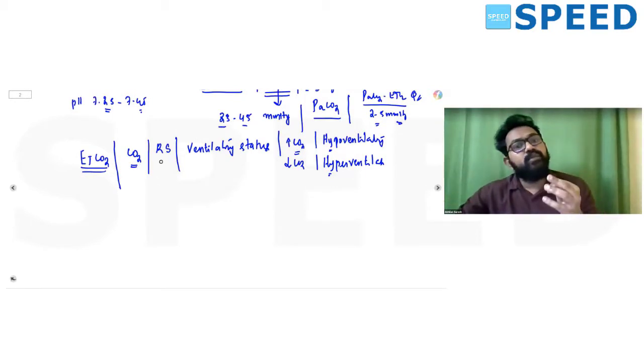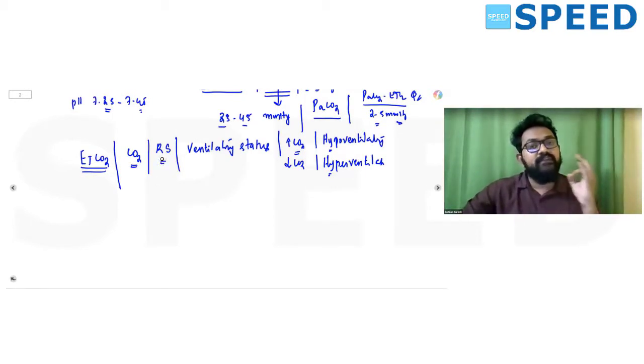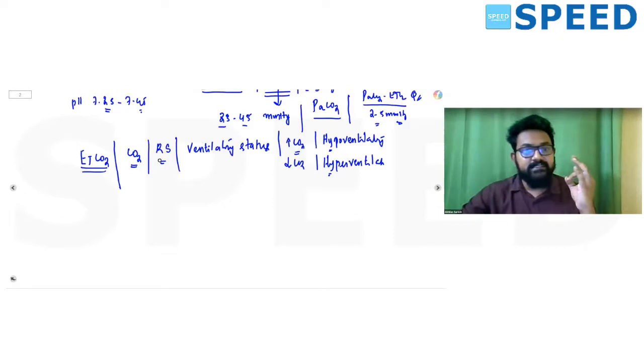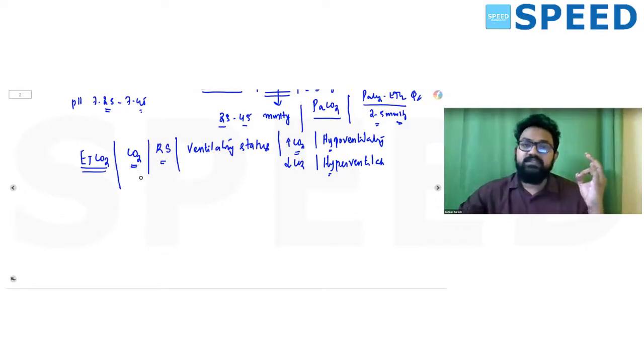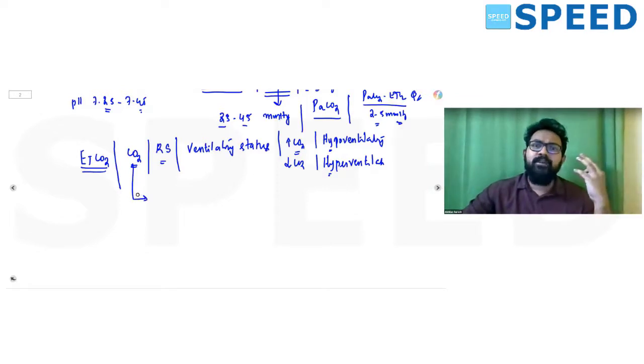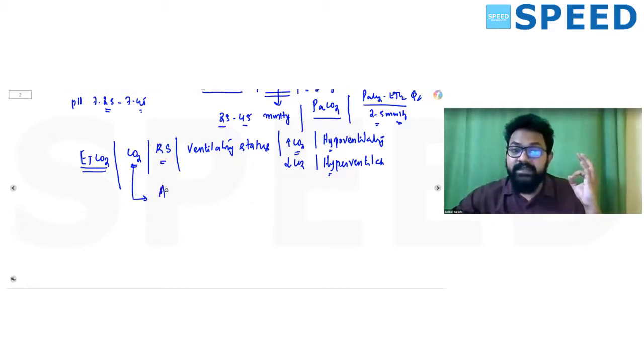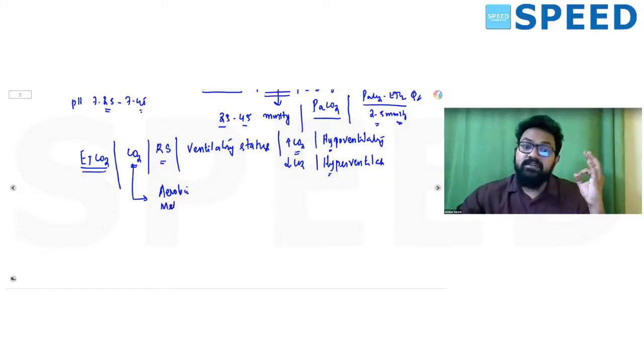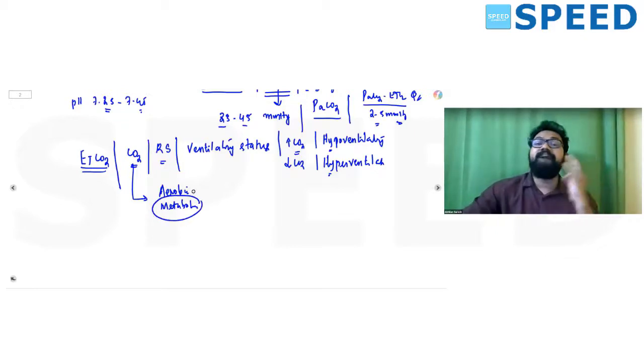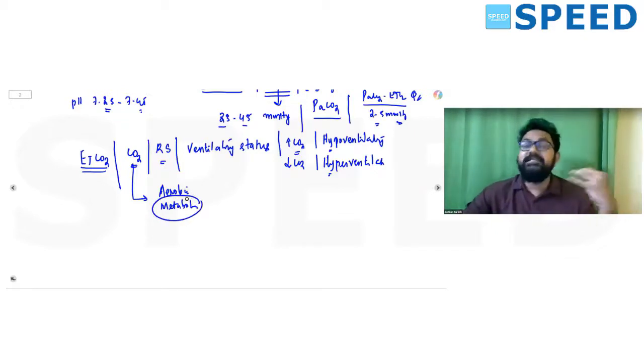So it gives you an idea about the respiratory system and the ventilatory status of the patient. Now, secondly, what is the significance of carbon dioxide? How do you think carbon dioxide is produced inside the body? Carbon dioxide is produced as a result of metabolism. It is the byproduct or waste product of aerobic metabolism, right? Because it is a byproduct of your aerobic metabolism, it can also let you know about the metabolic state of the patient.